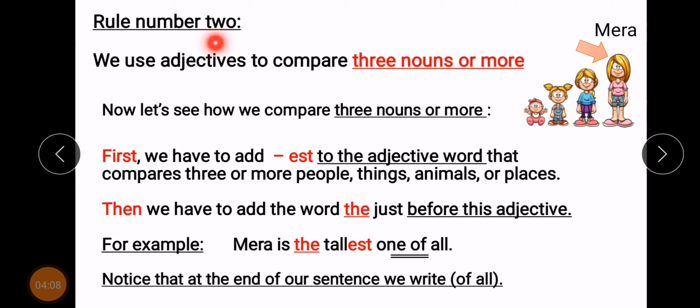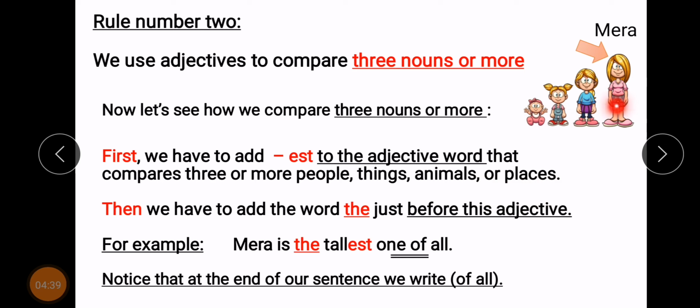Rule number 2. We use adjectives to compare 3 nouns or more. Now here we have more than 1 or 2 nouns. We have to compare 3 nouns or more. Now let's see how we compare 3 nouns or more. First, we have to add EST to the adjective that we are going to use to compare 3 nouns or more. People, things, animals, and it could be places.